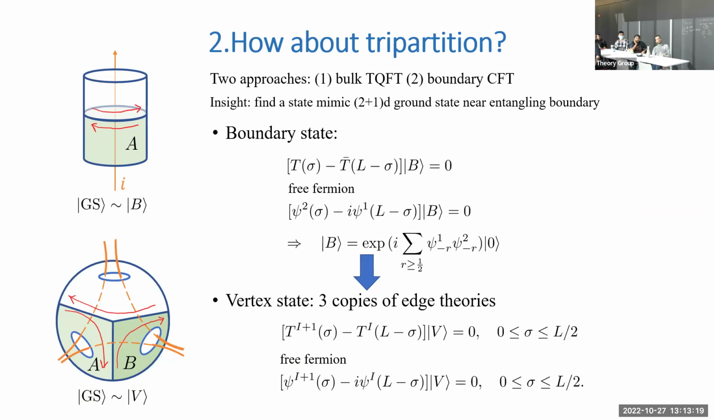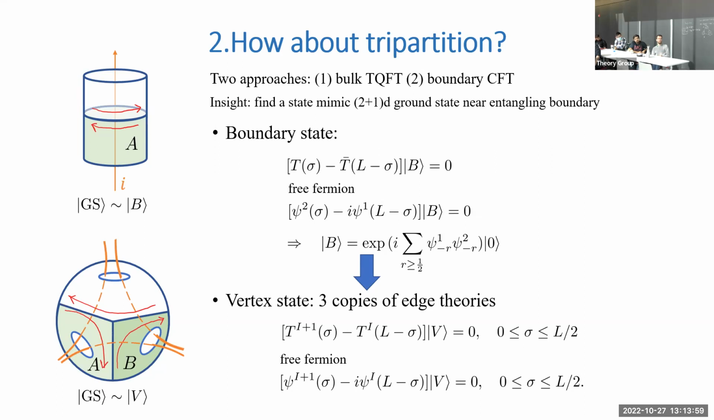But here we want to consider the tripartite entanglement. In principle, we can also compute that from the bulk CFT, but that is too complicated, so we don't do that. We take the approach to compute it from the boundary CFT point of view. The basic insight is that we want to find a state that mimics the 2+1 ground state near this entanglement boundary. For the bipartite case, it is the boundary state. So we want to generalize that boundary condition to the tripartite case to define these so-called vertex states.